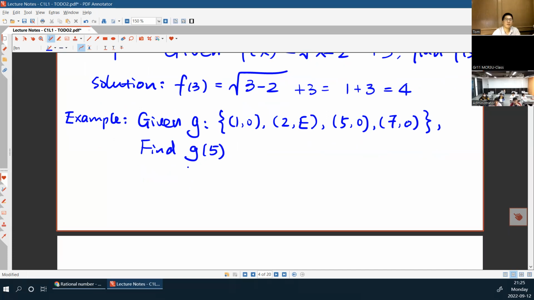If I want to find the image of element 5, what is the image of element 5 here, g(5)? Can you tell me that?